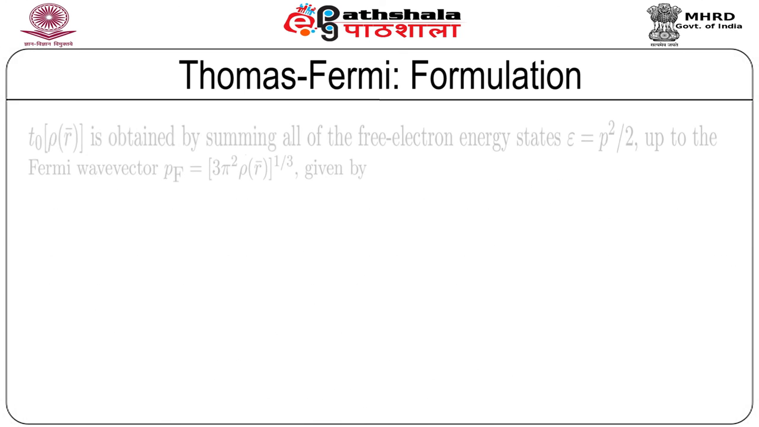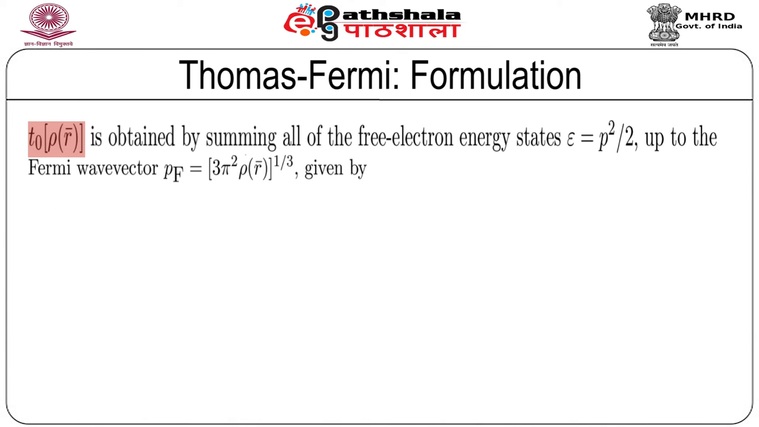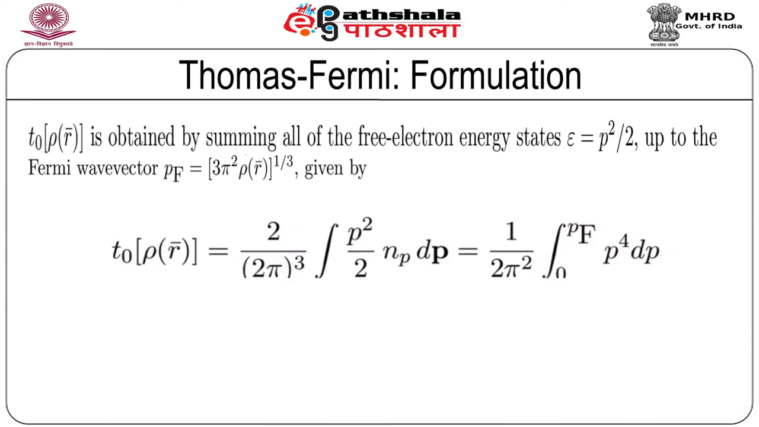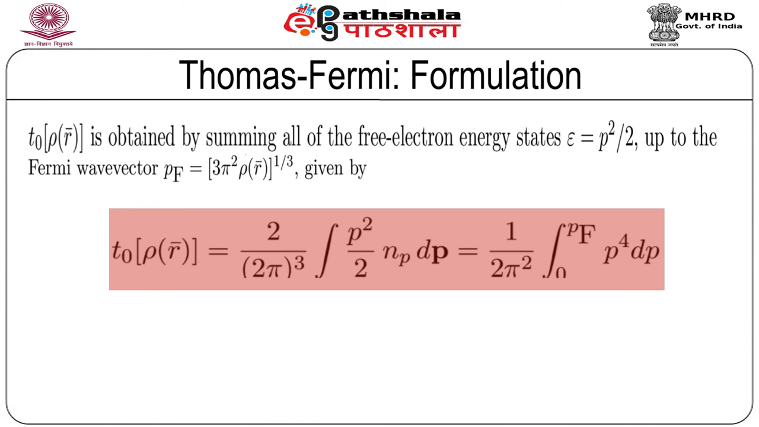T0 can be obtained by summing all of the free electron energy states, which is given by p square by 2, since the electronic mass is set to 1, up to the Fermi wave vector, which, as was introduced in the previous slide, is denoted pF. For a free electron homogeneous electron gas system, as we have learned before, this is 3 pi square rho to the power 1/3. Therefore, the expression for T0 is given by 2 divided by 2 pi to the power 3, integral p square by 2 np integrated over dp.